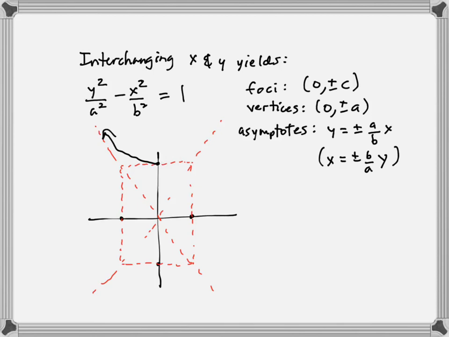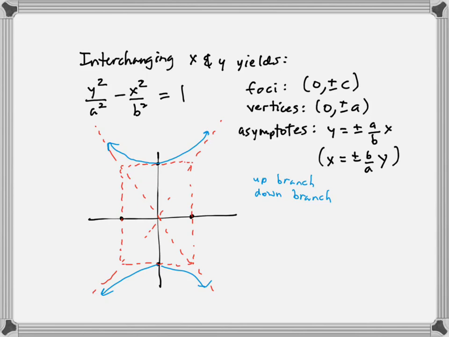I used blue last time. Let me do it again. Why not? Consistency. So instead of a left branch and a right branch, we have an up branch and a down branch, or northern and southern, whatever you want to call it, right? We have two branches still, right? Up and down.